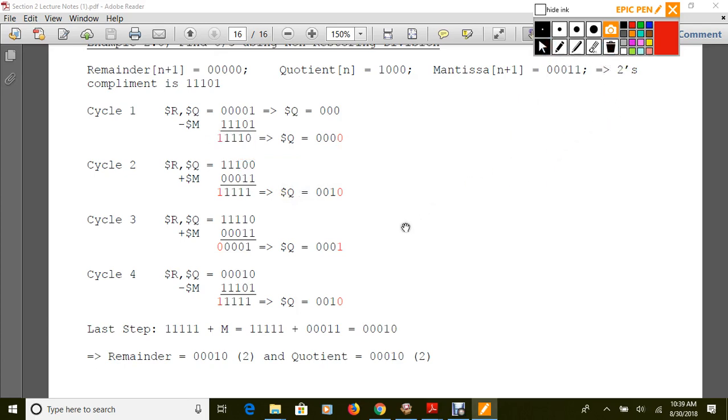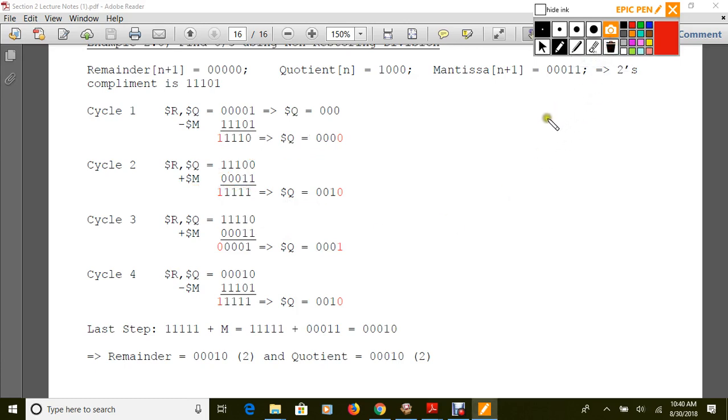Second cycle, we shift left again. The most significant bit of the quotient becomes the least significant bit of the remainder. Since it's 1, we add. We add 3 here. We get this actually value is -1. We take the most significant bit of the remainder, flip it, and it becomes the least significant bit of the quotient, right?